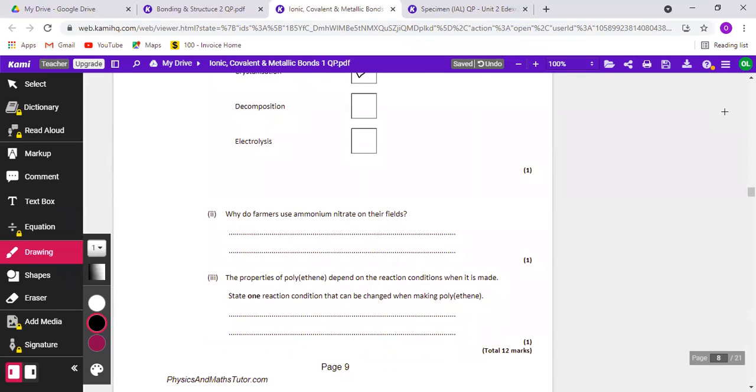Why do farmers use ammonium nitrate on their fields? Because ammonium nitrate salt is actually used as fertilizer. We use ammonium nitrate in large-scale industries to make fertilizers. Any query? To grow crops.